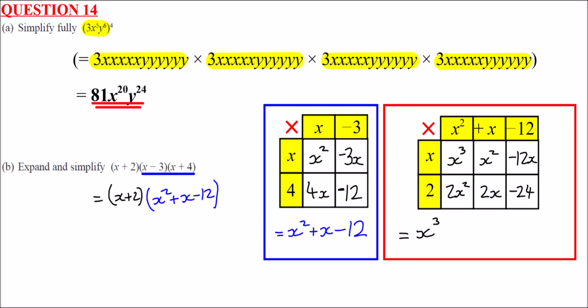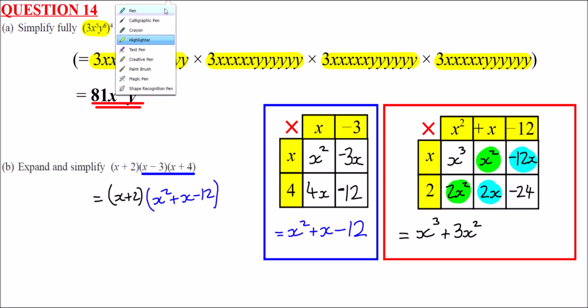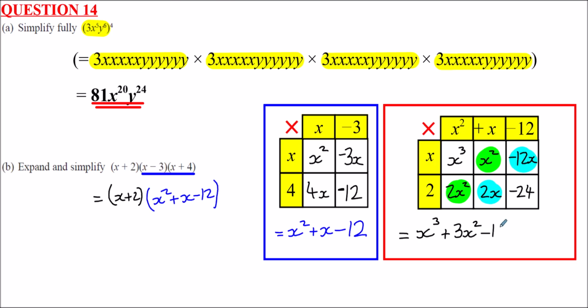Then how many x squareds do we have? So I have 2x squared here, plus an extra x squared. That will give me in total 3x squared. Then the normal x terms, I've got 2x here. If I take away 12 x's from 2, 2 take away 12 is minus 10. So 2x minus 12x is minus 10x. Finally, the constant term on its own is minus 24, so just put that on the end, and we have our final simplified answer: x cubed plus 3x squared minus 10x minus 24.